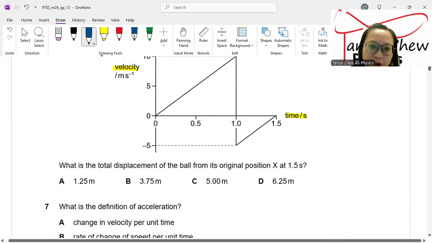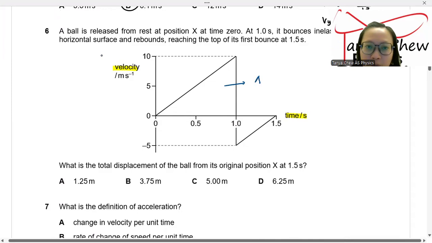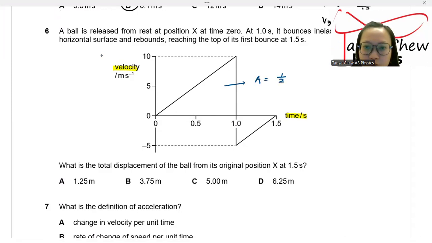So I'm going to find these two areas, right? Because displacement is a vector quantity, you have to bear in mind that directions are very important. So if the value of velocity is negative, you have to put in negative, right? So I'm just finding this area. This area would be half times width, which is 1, times the height, which is 10. So I got 5 meter.